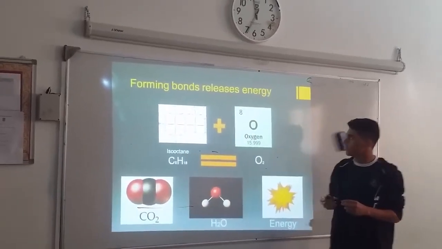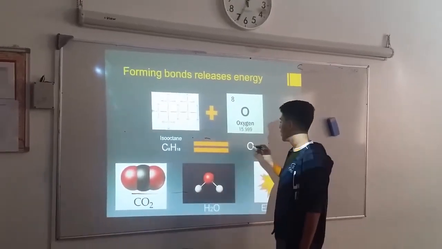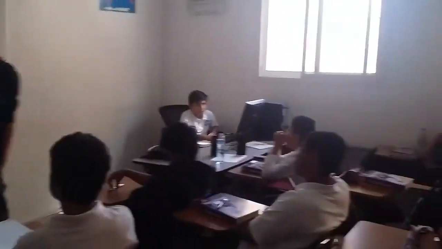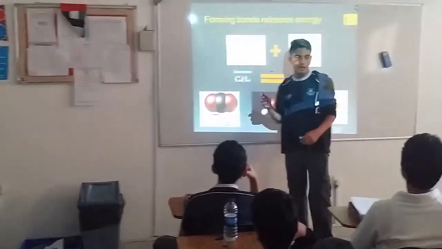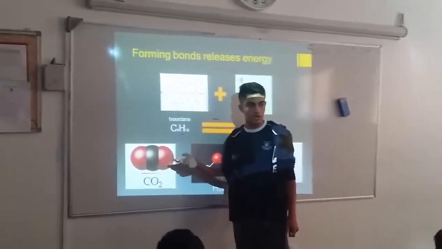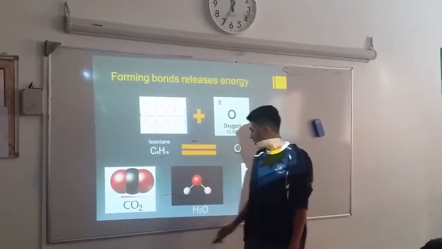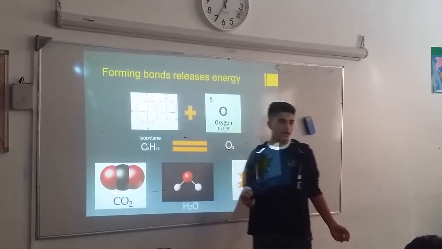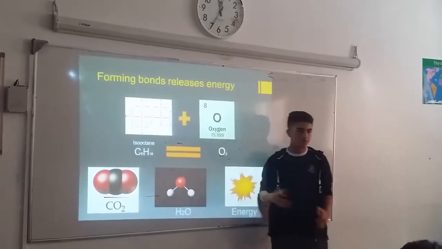Forming bonds releases energy. As you can see here, the same example of isooctane, which is C8H18, and O2. When you get the products, which are CO2, H2O, and energy, the types of atoms don't change; no new atoms are formed. Here you have C, here's C, and O is oxygen, there is oxygen here, and hydrogen. There's no iodine or other types of atoms. And also energy is released. So in every chemical reaction, when you form bonds together, energy gets released.